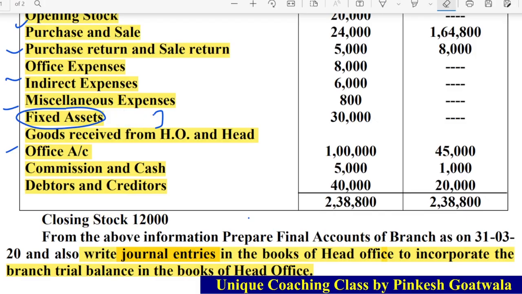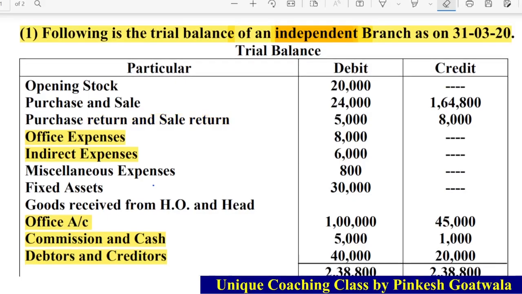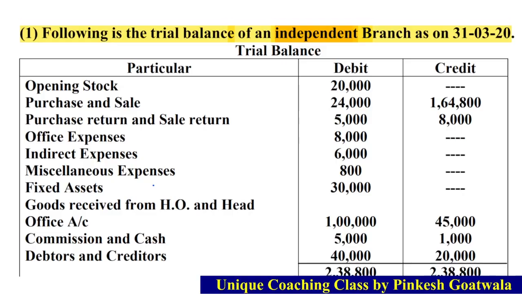So let's start to give entries one by one from the trial balance. First of all, in the question you can see that opening stock is given, that is 20,000. We start from the trial balance and give all entries: opening stock, purchase and sales, purchase and sales return, to their appropriate accounts.